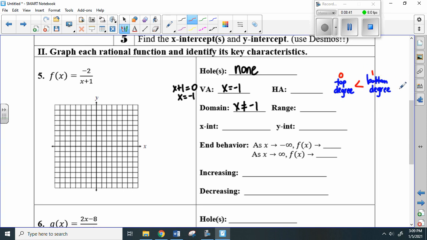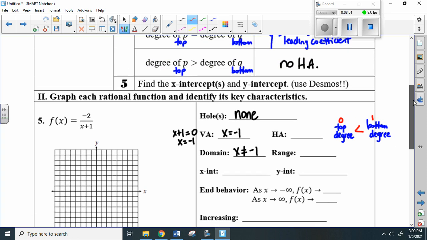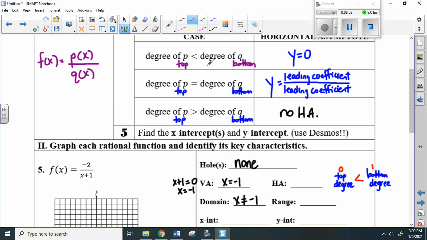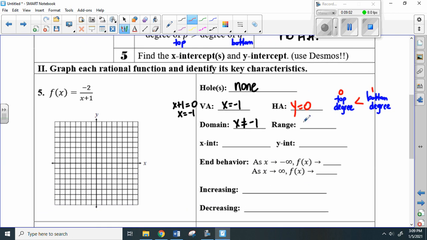It's less. So then we have to remember what the asymptote is when the top degree is less than the bottom degree. So look back at your notes. Top degree less than bottom degree, y equals 0. And if the horizontal asymptote is at y equals 0, then the range is y cannot equal 0. And that's really all the math that you have to do, okay?